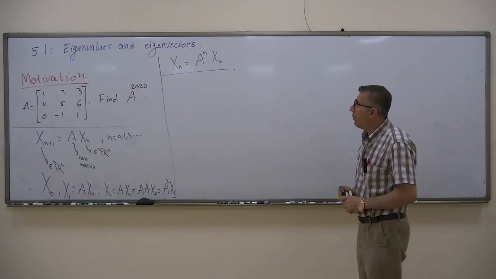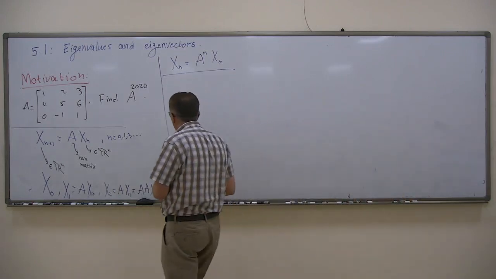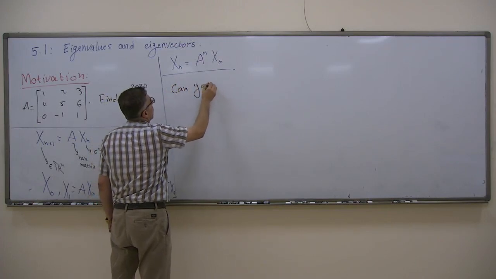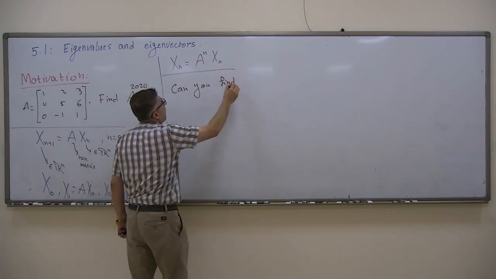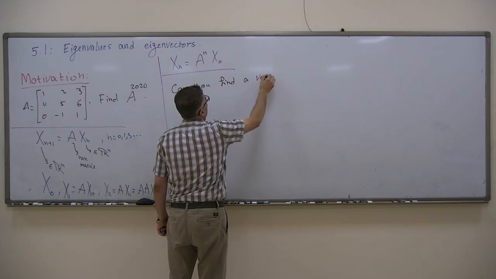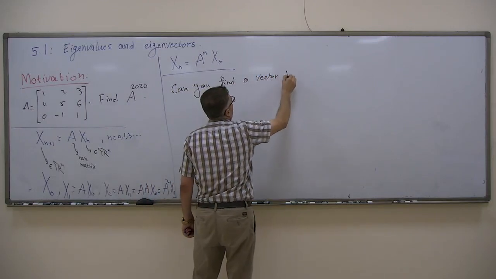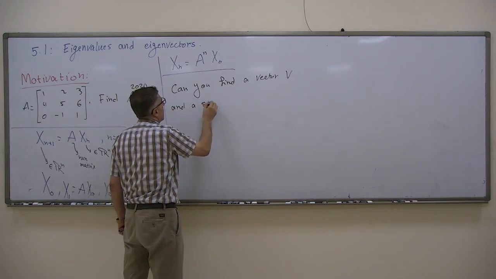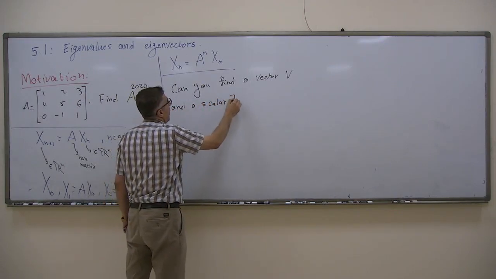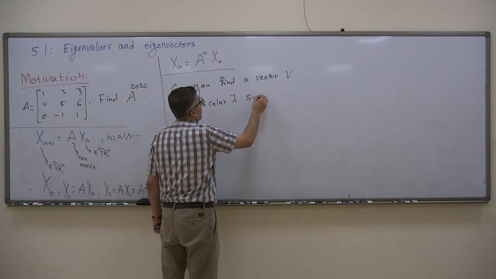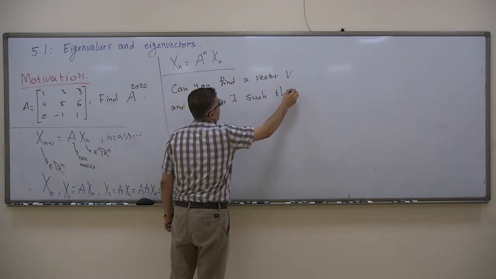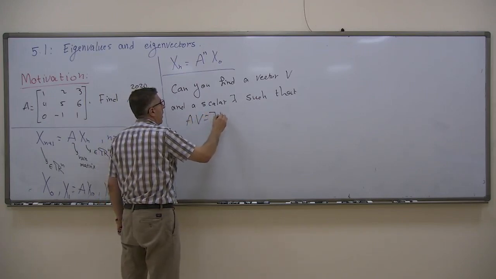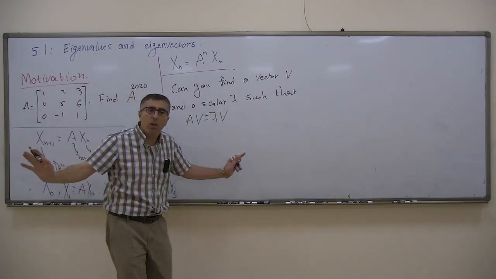Well, this is how we can think about it. Suppose, or can you find a vector v and a scalar lambda such that A v equals lambda v. Suppose you can do that.